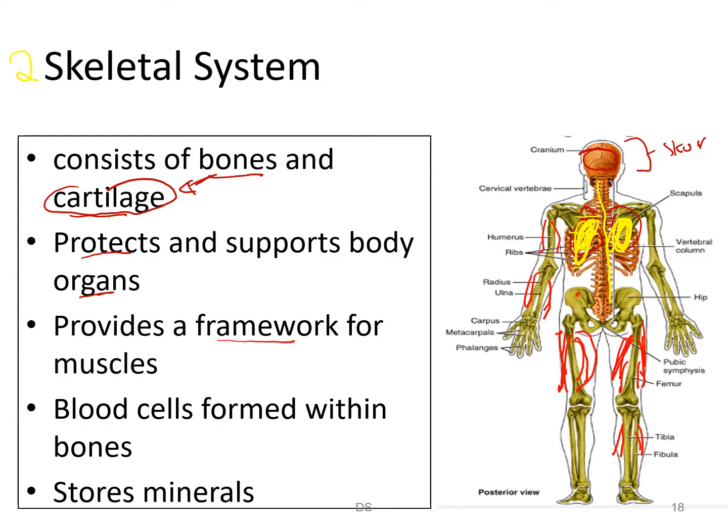In flat bones, blood cells are formed. Within the flat bones, the blood cells are formed, and it is a site where minerals are stored. These are the functions of the skeletal system.